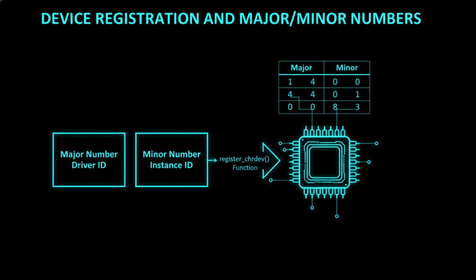To communicate with our device, the kernel needs a way to identify it. This is achieved through major and minor numbers. The major number identifies the driver associated with the device, while the minor number is used by the driver to differentiate between specific hardware instances it controls. In our minimal implementation, we use register_chrdev to reserve a range of these numbers. For architects designing for scale, understanding how dev nodes map to these numbers is crucial.